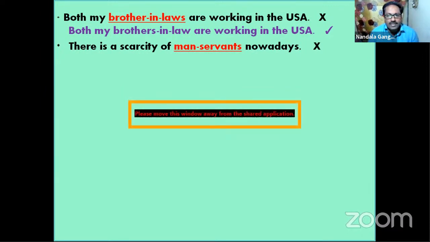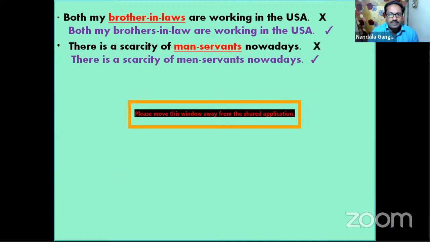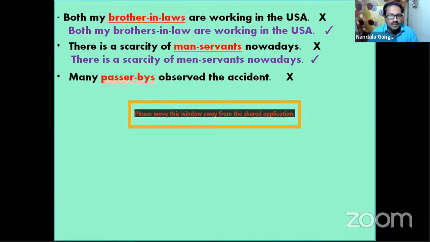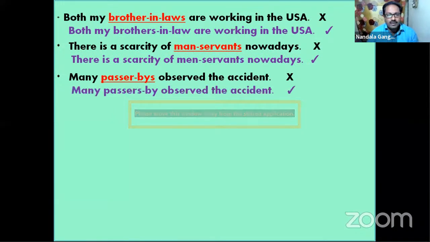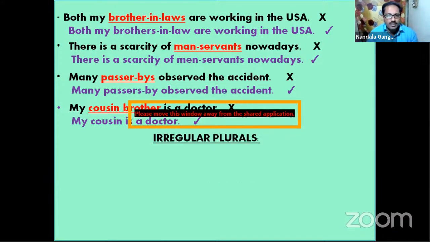There is a scarcity of man servants. We have to use the plural form of the word man, that is men. There is a scarcity of men servants nowadays. Many passers by observed the accident. What is the mistake here? Many passers by observed the accident. My cousin brother is a doctor. You don't say brother after cousin. So what is the right statement? My cousin is a doctor. There is no need to use brother or sister.